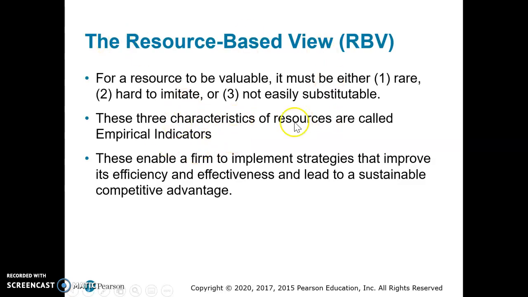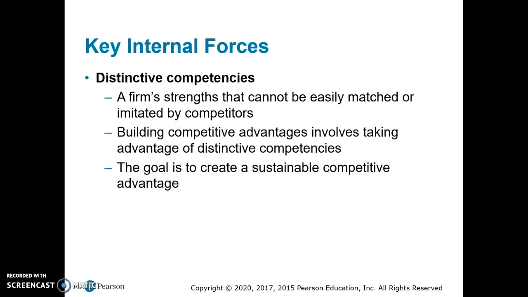All right, these three are called empirical indicators. What's most important is that you understand that for a resource to be valuable, it either has to be rare, hard to imitate, or not easily substitutable. And so these three factors help a firm to determine strategies that can help it improve efficiencies and effectiveness and lead to a competitive advantage and hopefully a sustainable competitive advantage. Now, competitive advantage is something that your organization has that others don't, or something you do better. A sustainable competitive advantage is when you can maintain that over a longer period of time. So you're maintaining that competitive advantage.